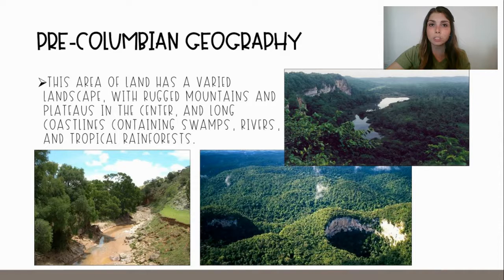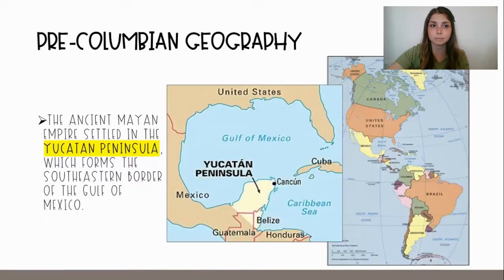Let's talk about the actual geographic features of this land, because this land has a varied landscape. It has rugged mountains and plateaus in the center and long coastlines containing swamps, rivers, and tropical rainforests. A lot of diversity in land. Let's take a look at the Mayan really quick. The Mayan Empire settled in the Yucatan Peninsula, which forms the southeastern border of the Gulf of Mexico. You can see in the maps there, the Gulf of Mexico is at the southern part of the United States, and the Yucatan Peninsula juts out there in that yellowish color off of Mexico and Central America.